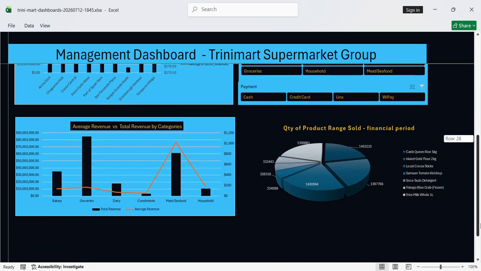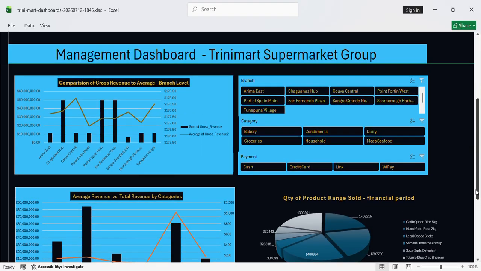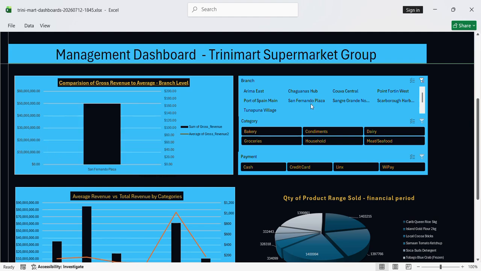Okay, below I have 4 widgets, which one compares the gross revenue on average for the branches. We have Arima East, Sangre Grande, Scarborough. And it's dynamically linked to the chart.